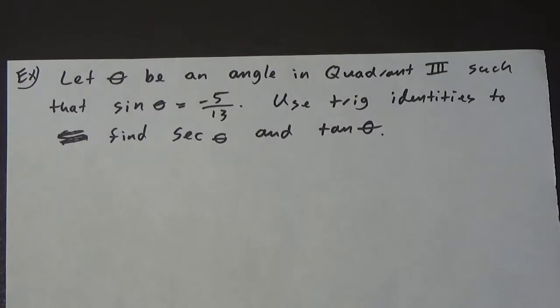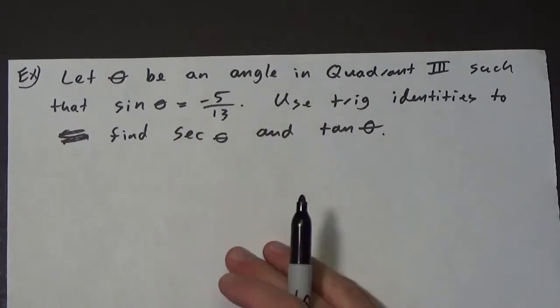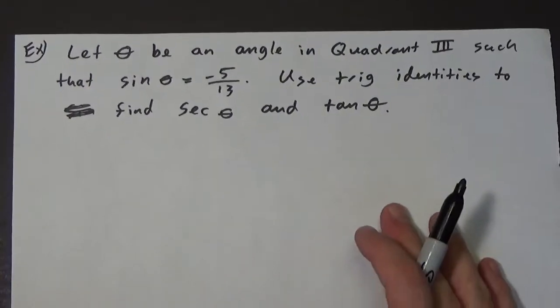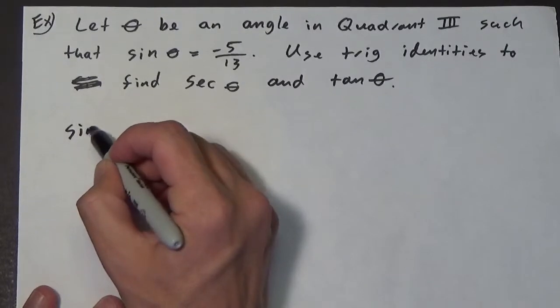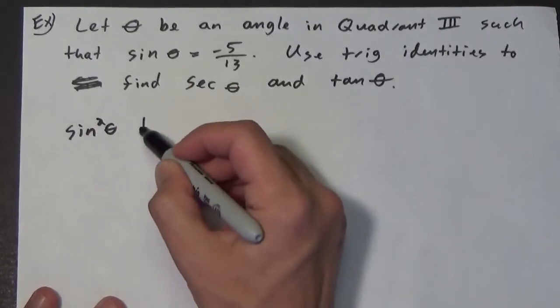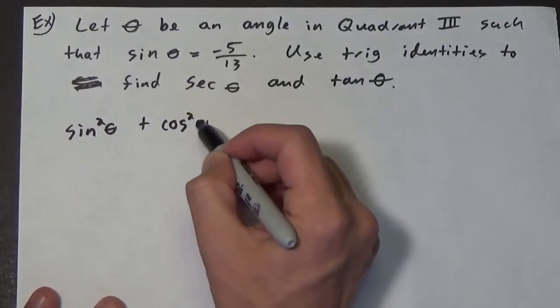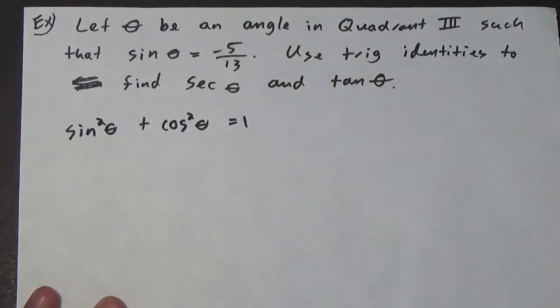Okay, now when you're using trig identities, usually, if you can, one of the better strategies is to first figure out sine and cosine. Because if you have sine and cosine, then you can figure out all other trig functions. Now we're given sine, so we need cosine. So to do cosine, we're going to use our Pythagorean identity. The sine squared of theta plus the cosine squared of theta equals 1.